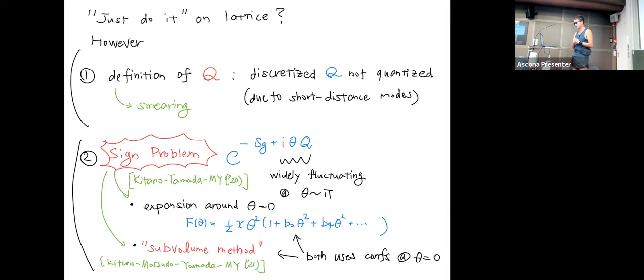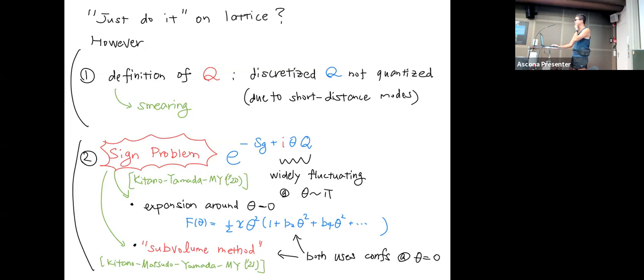Now, the next ingredient, which is actually the newest part of our method, is to introduce something else, which I call the subvolume method. And that's what I'm going to explain. In this method, you can actually plot F of theta as a function of theta. But I will explain it later. Hopefully I have enough time.